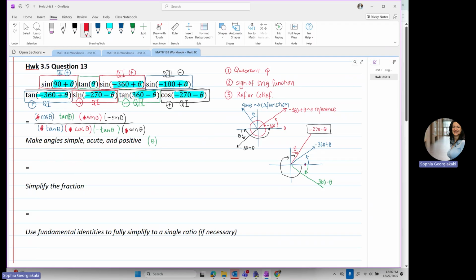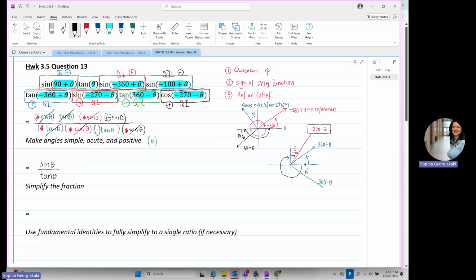To simplify the fraction, I'm going to cross off any common factors. So I have cosine of theta and cosine of theta. I can cross them off. I have tangent of theta and tangent of theta. I can cross them off. I have a sine of theta and a sine of theta. The other thing I also have is a negative in the top and a negative in the bottom. And I can also cross those off. So I will end up with sine of theta in the top and tangent of theta in the bottom.